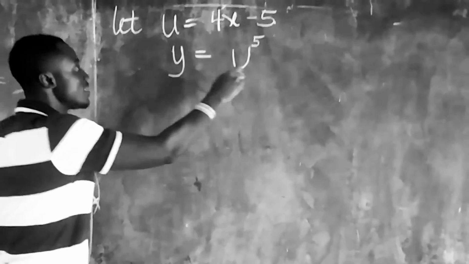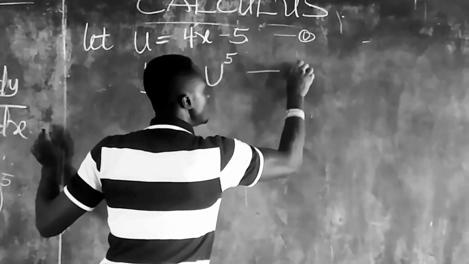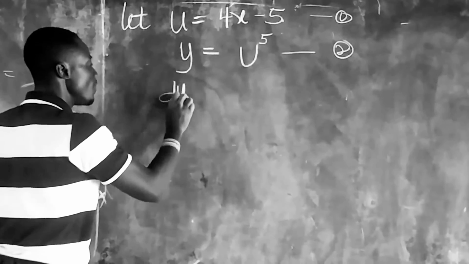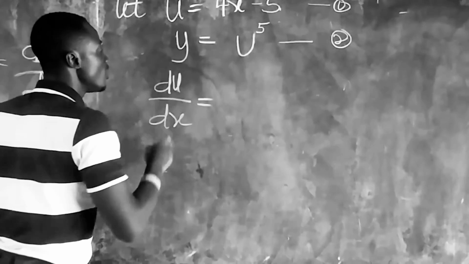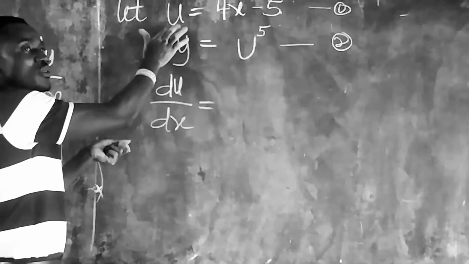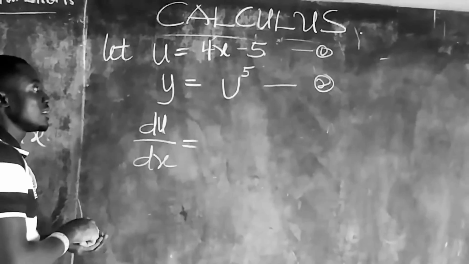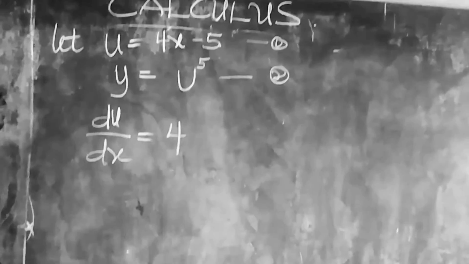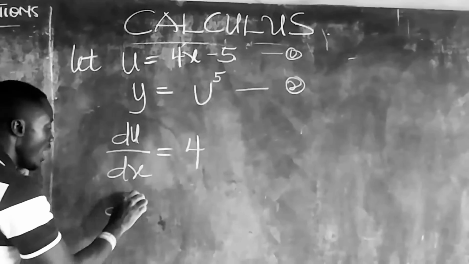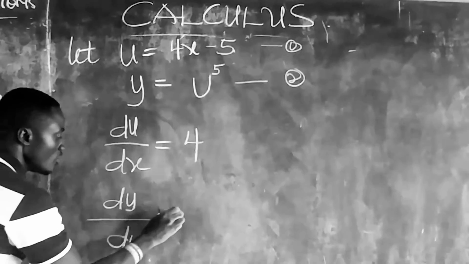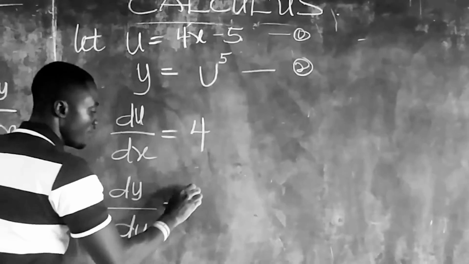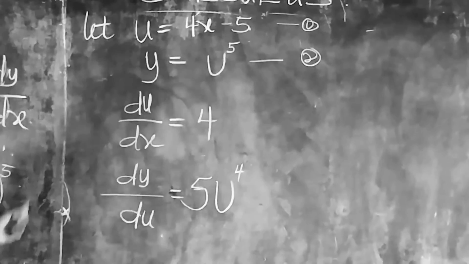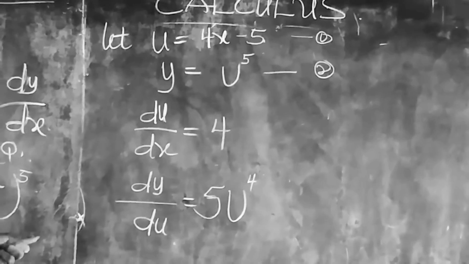Now let's differentiate from equation 1 and equation 2. From equation 1, your du/dx will be equal to, differentiating the function u with respect to x, 4. From equation 2, your dy/du will be equal to 5, then you bring the u exponent 4. Good. Now let's continue to solve it.